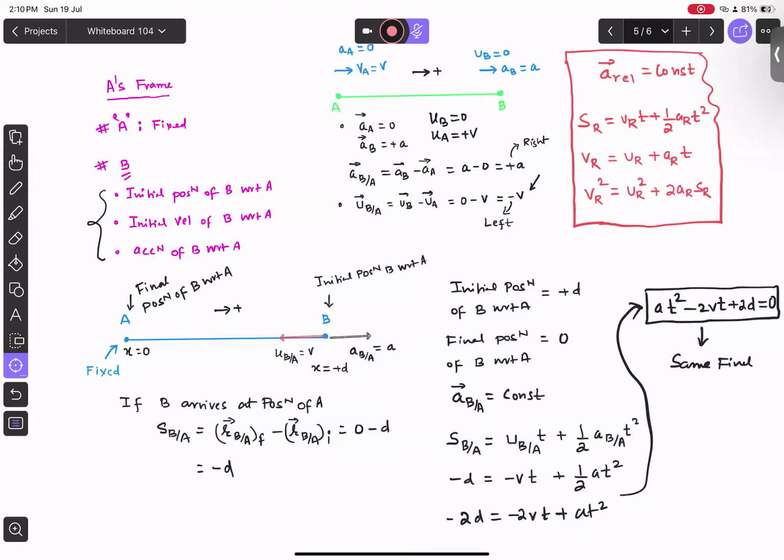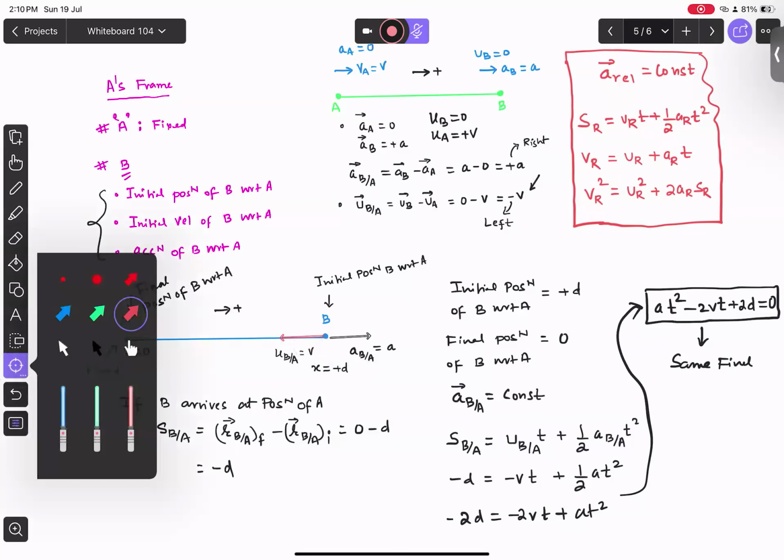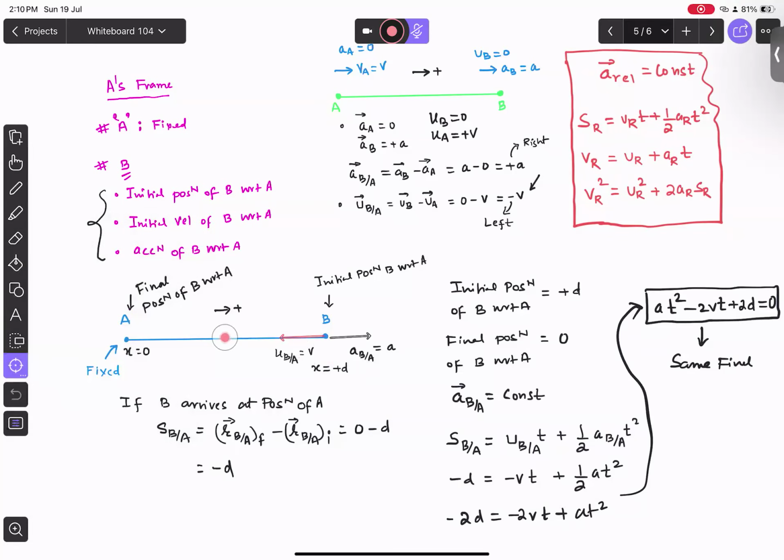So initially, where was B with respect to A? I'm thinking A is the origin and B is lying somewhere on the x-axis, on the positive side of the x-axis. Starting at t0, here lies B, and A remains fixed there, and B only travels and reaches A. So when it reaches A, B is finally at the origin.